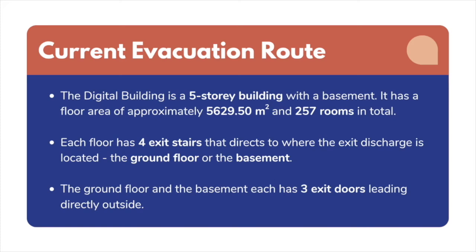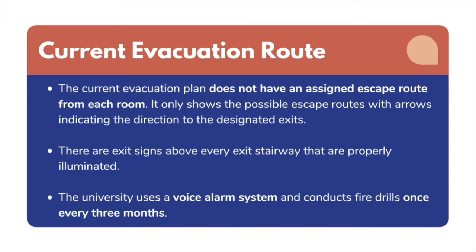Each floor has 4 exit stairs that directs to where the exit discharge is located, the ground floor or the basement. The ground floor and the basement of the building each has 3 exit doors leading directly outside. The current evacuation plan of the digital building does not have an assigned escape route from each room. It only shows the possible evacuation routes with arrows indicating the direction to the designated exits.